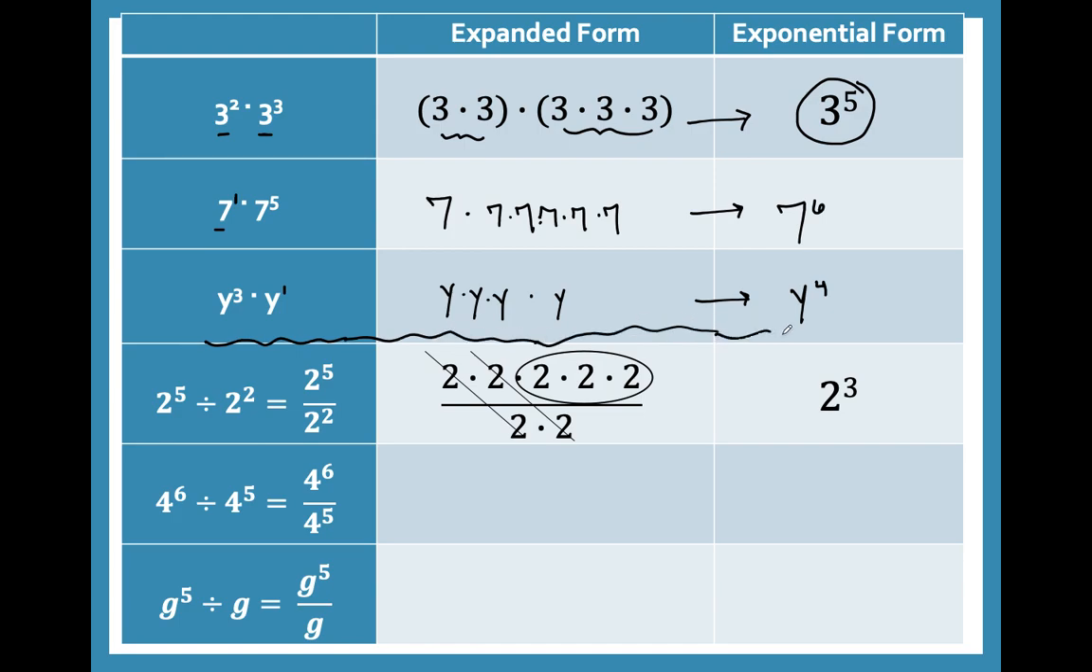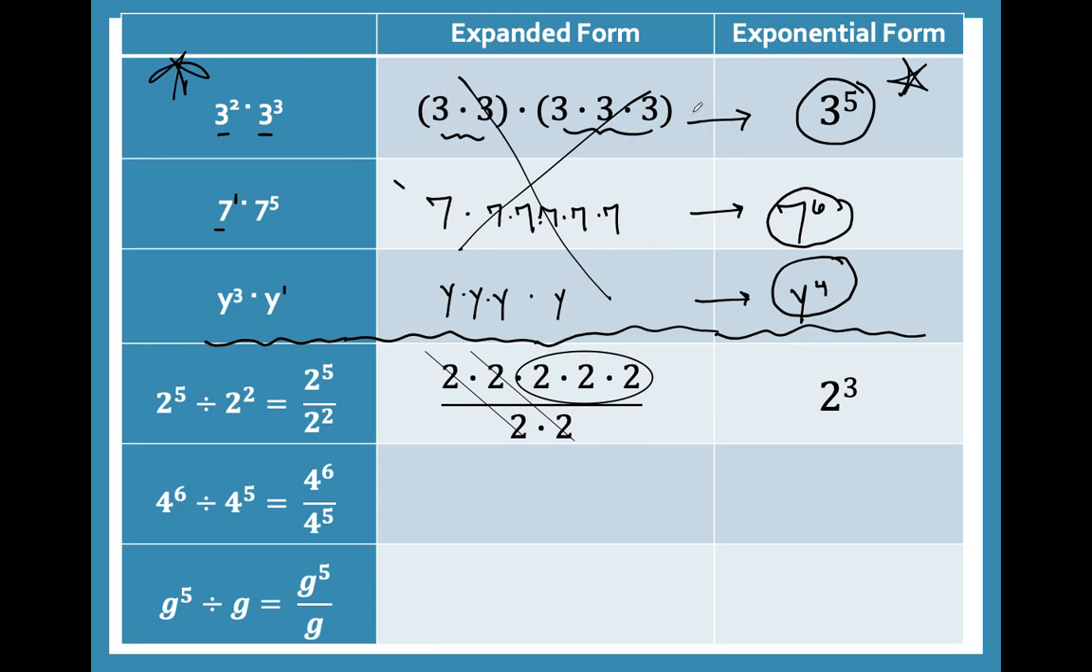I don't know if you noticed a pattern or not, but what I want to show you is that if you look at the original problem on the left here, and you look at the final answer in exponential form, we can skip this middle column if we just recognize the pattern that our final exponent is just the two exponents added together. So 3 to the second times 3 to the third is 3 to the fifth, because 2 plus 3 equals 5. So that's a little shortcut for you, which we'll recap in a second. But just to double check, it works for all of them.